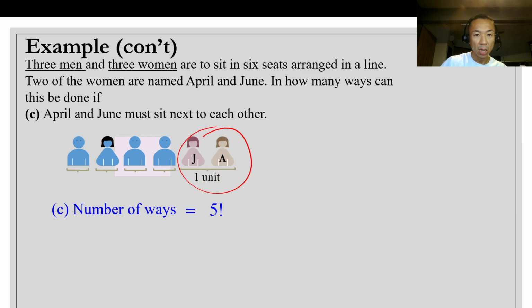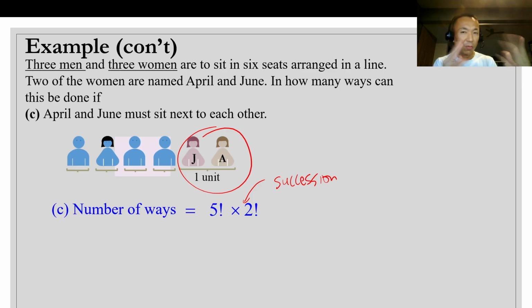But the A and the J can be arranged. So you multiply by 2 factorial, because it can be AJ and JA. You multiply because it is done in succession. These 2 operations are done in succession. You arrange 5 units first, then after that you multiply by 2 because you arrange the A and the J. So therefore the final answer is 240.